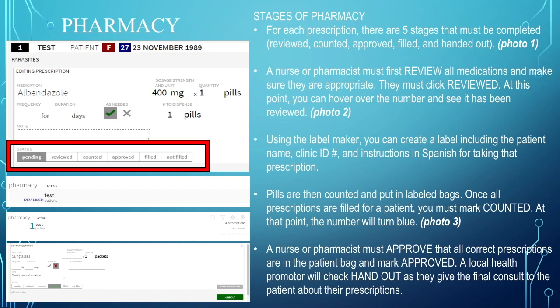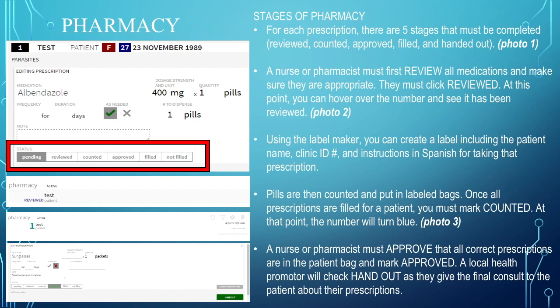Okay, and so once we go in and look at each of the prescriptions that need to be filled, there are 5 stages that must be completed, and I've highlighted them here with a red box. When they're sent over, they are pending, and the 5 stages in pharmacy are reviewed, counted, approved, filled, or not filled. A nurse or pharmacist must review all of the medications at the front end, and they also must approve all of the prescriptions at the very end of the fill.